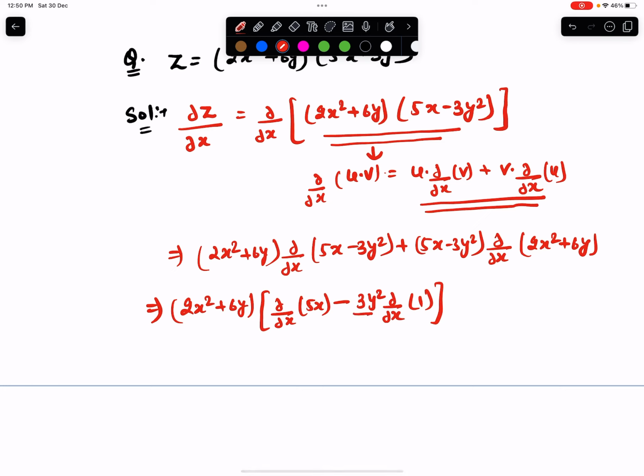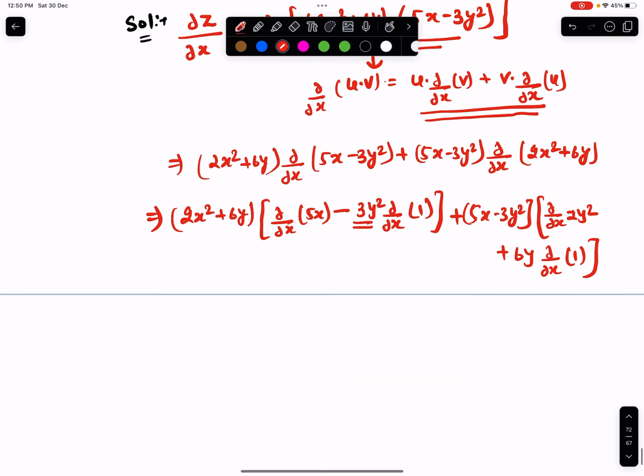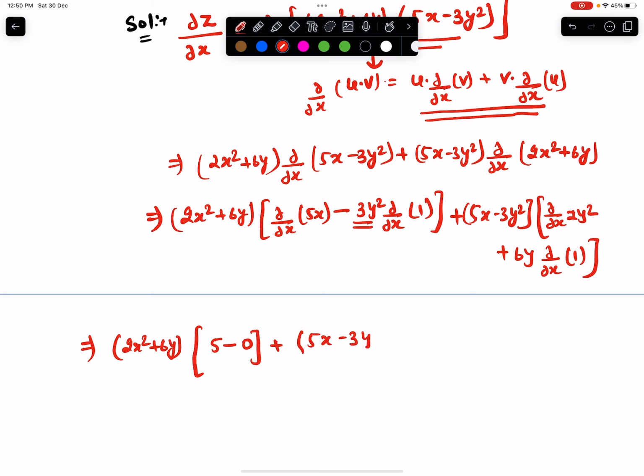Why will we take 3y² as constant? Because we have to differentiate with respect to x, and we will consider 3y² as constant. Plus (5x − 3y²) into ∂/∂x of 2x² plus 6y into ∂/∂x of 1. So this will become (2x² + 6y) into ∂/∂x of 5x, which is 5, minus 3y² into the differentiation of 1, which is 0, plus (5x − 3y²).